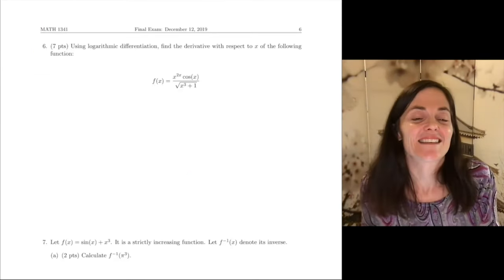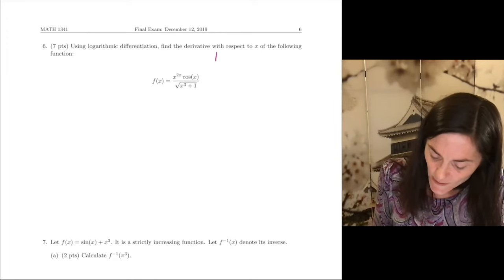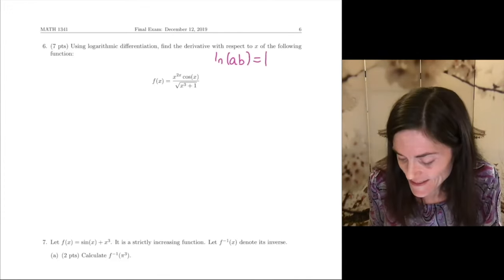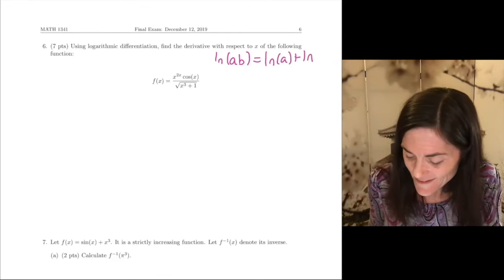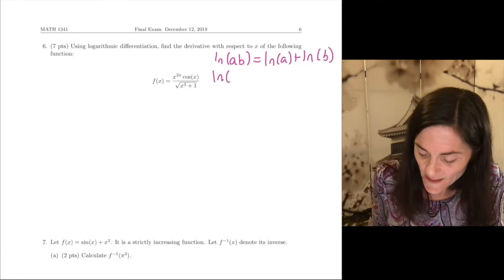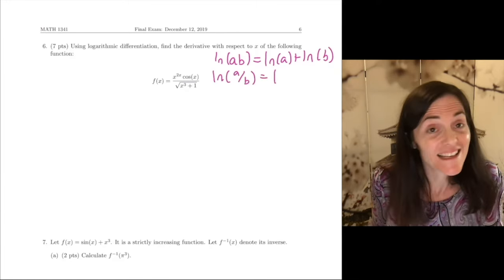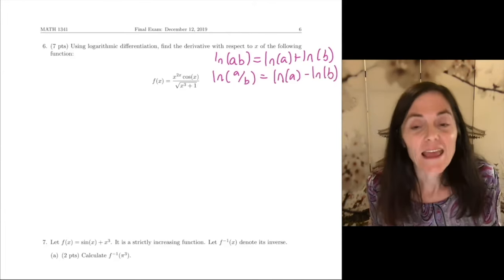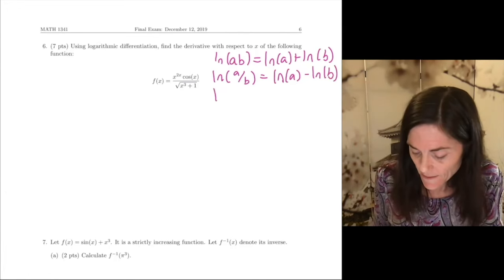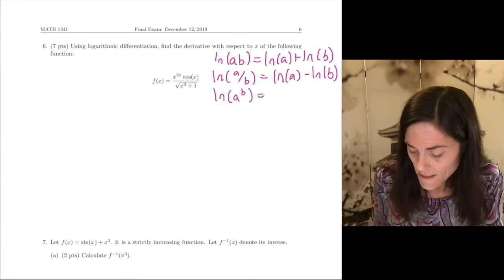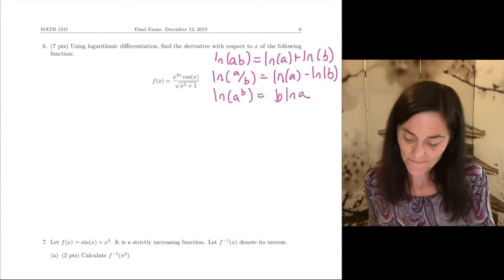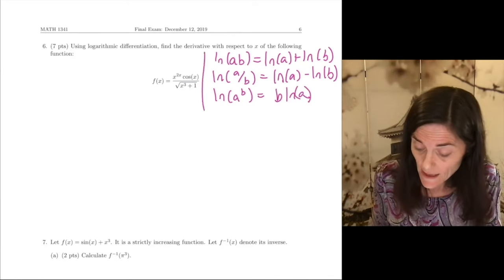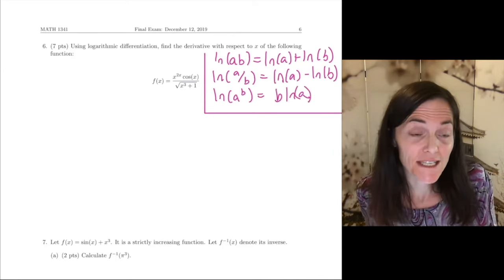Number 6, logarithmic differentiation. This is a great problem to practice. What can we use if you have a product on the inside? This is a sum. If you have a quotient on the inside, this is a difference. And finally, if you have a power on the inside, this is b ln of a. I'll put parentheses. These are the properties of logs that we use when we use logarithmic differentiation.